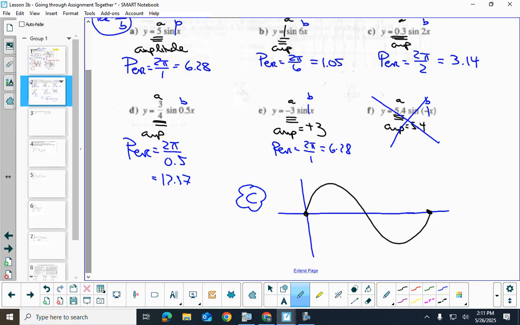Okay, so our amplitude is 0.3. That means we're going to go up 0.3 and down 0.3. That's what the A value does. The period is the length of one cycle. So one cycle has a length of 3.14. So it starts at 0 and finishes at 3.14. That's the period.